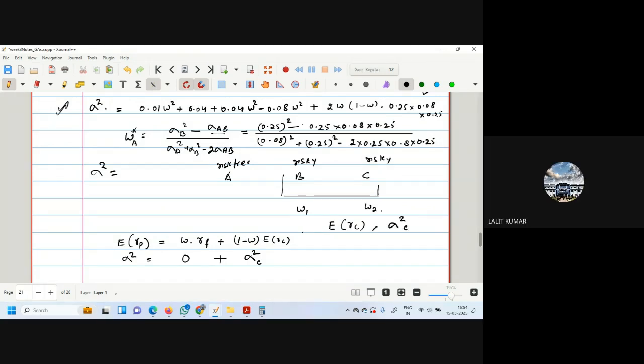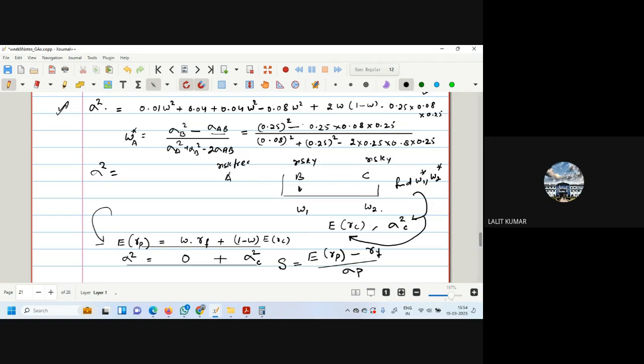So the steps: find W1 star, W2 star. Then using that, you find these two values. And now you include A also, and you find ERP and sigma square. And then your S will become ERP minus RF divided by sigma P. Is this okay? Perfect. Thank you.